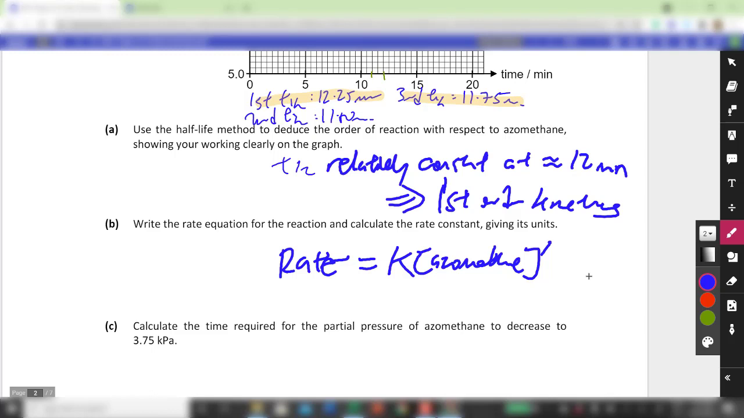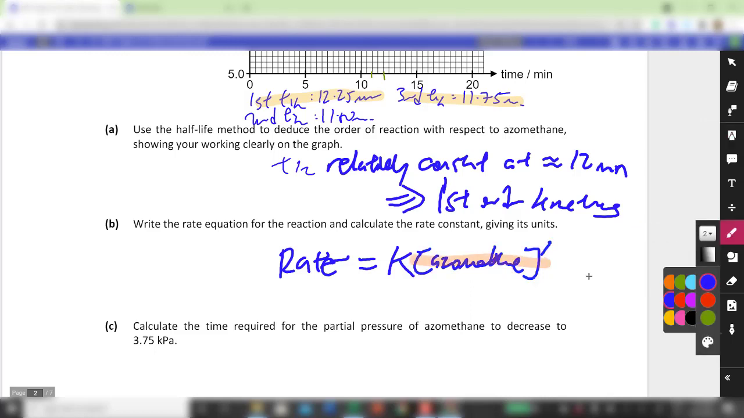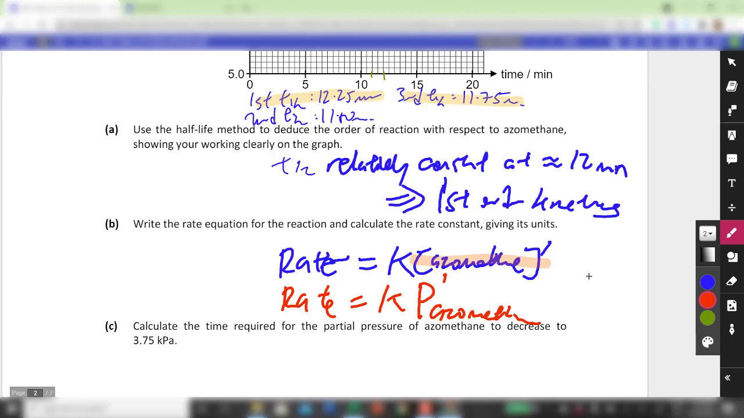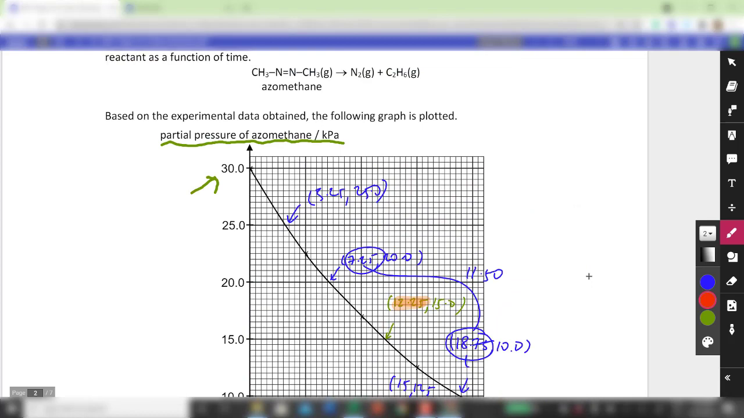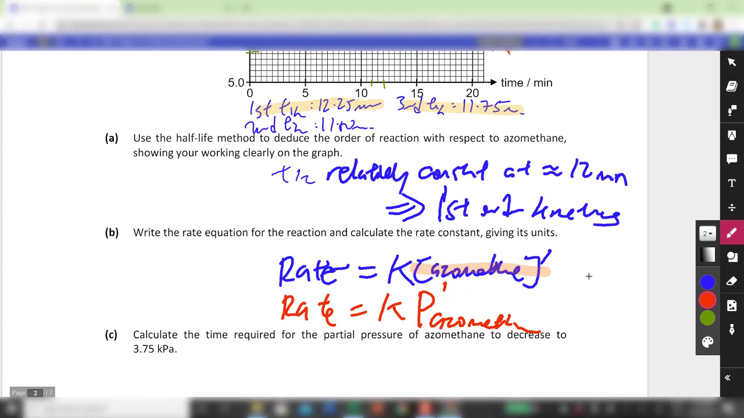But then some of you might be wondering, can I leave it in concentration, or must I leave it in partial pressure? In this case the question didn't really mention, so I can leave it in either concentration, or if I want to, I can leave it in partial pressure. Partial pressure might work a little bit better here, because the parameters we are given are in partial pressure. So maybe leaving it in partial pressure makes a little bit more sense.